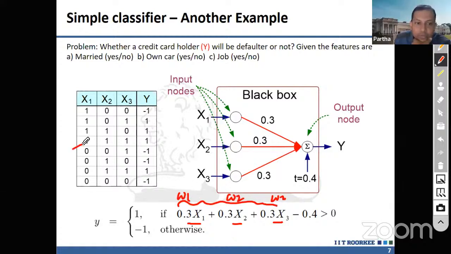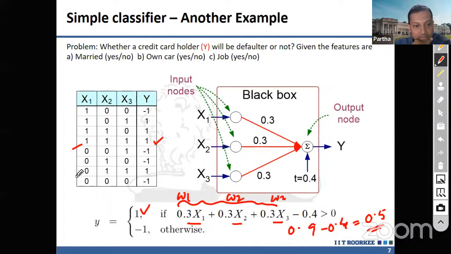Now take any value. Okay, so for example, if I'm just taking 1, 1, 1. So what will happen? 1, 1, 1, that means it will be 1 into 0.3, that is 0.3, plus 0.3, plus 0.3. That means it becomes 0.9, and minus 0.4 it becomes 0.5. If this total value is positive, then it is 1. Okay, so you see that any example comes, you can actually solve this using these simple weights.